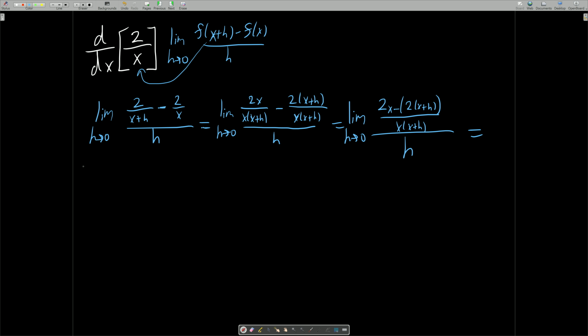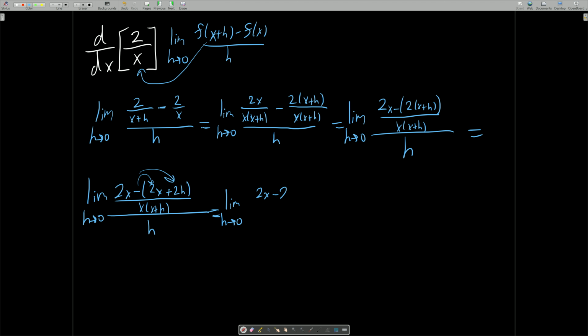Now let's simplify this. As h approaches 0, 2 times x plus h, so 2x minus 2x plus 2h over x times x plus h, all over h. Let's keep simplifying it, distributing this negative sign out. You get positive 2x and negative 2x. Those are going to cancel out.